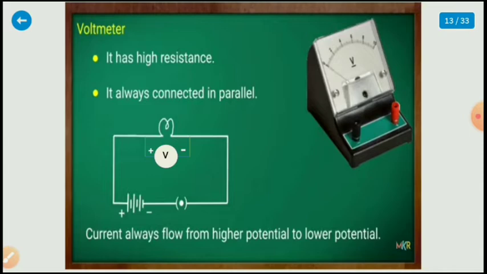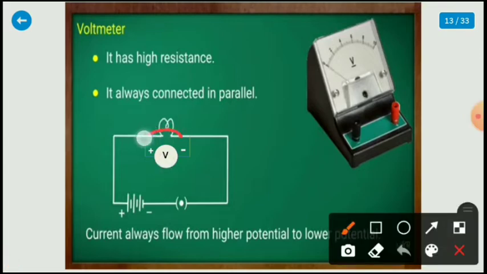Here is given the simple circuit, that is battery, switch and the bulb connected in series, and the voltmeter is always connected in parallel to any equipment to measure the volt. It has high resistance and it is always connected in parallel, as we can see in this circuit. This is the voltmeter, which is connected in parallel in this circuit.